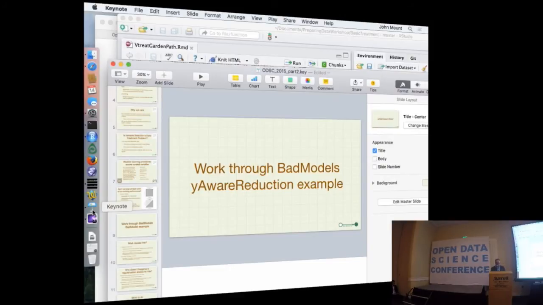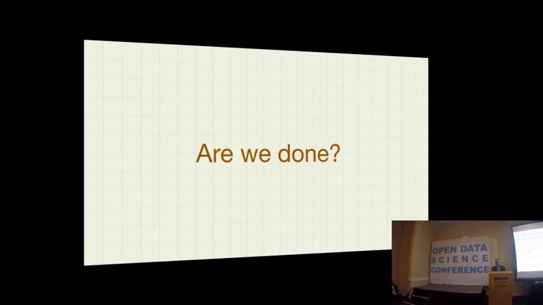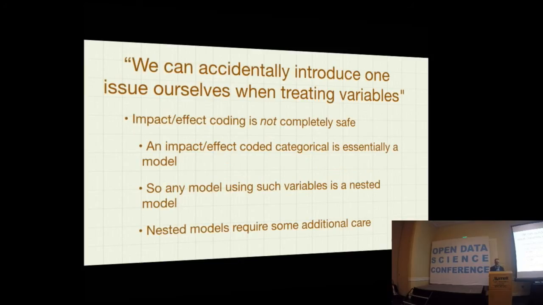So are we done? Well, let's remember this line that Nina hinted at. We can accidentally introduce one issue ourselves when treating variables. The impact coding itself is not safe. Now, obviously, people have asked, you're using the mean, that's not very intelligent. We'll grant you that. So the impact variable may fail to capture a lot of information, and you could encode more. But the other thing is you're also maybe encoding too much. The impact variable itself is hiding a lot of degrees of freedom and possibly memorizing the training data in a non-productive way.